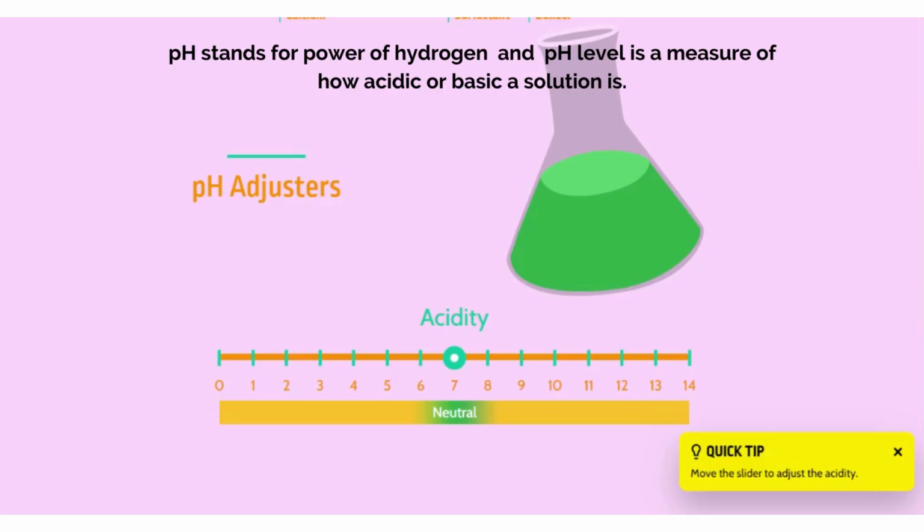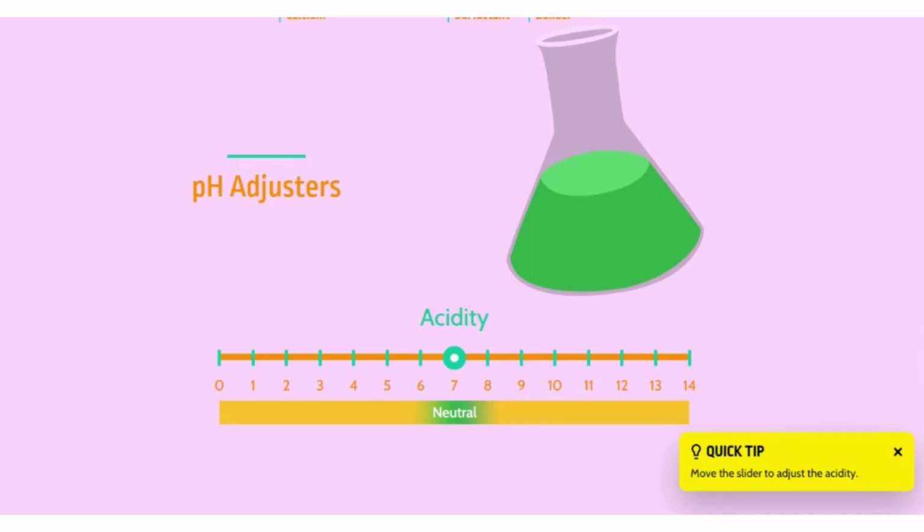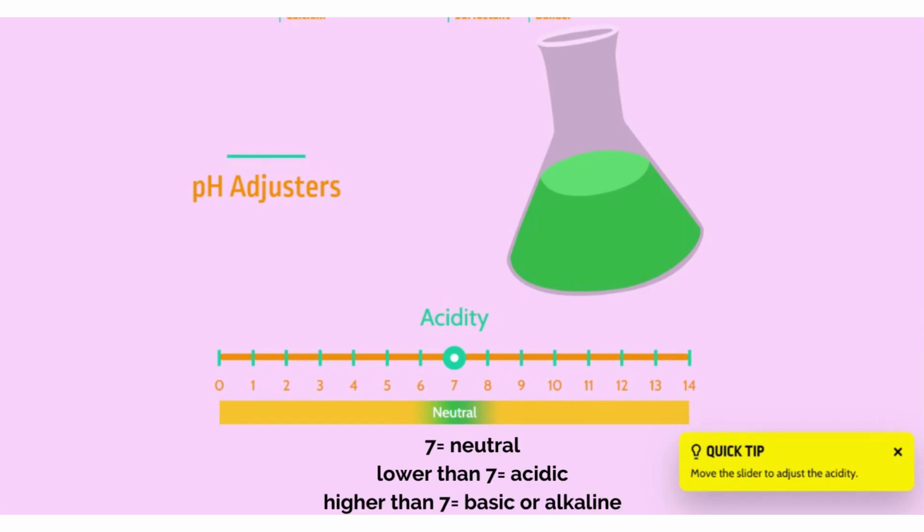The next ingredients are pH adjusters. pH stands for power of hydrogen, and it is a measure of how acidic or basic a solution is. One way to measure this is by using the pH scale. The pH scale is read from 0 to 14. 7 is neutral, and values lower than 7 mean the solution is acidic. Values higher than 7 mean the solution is basic or alkaline.